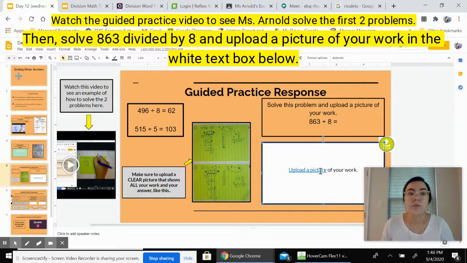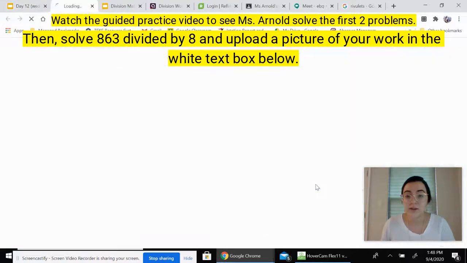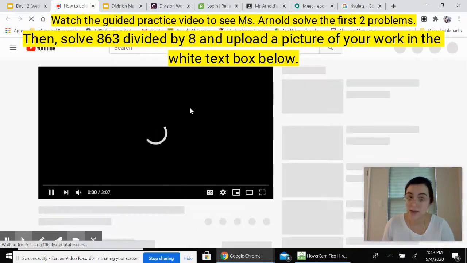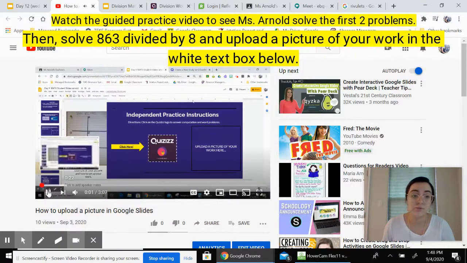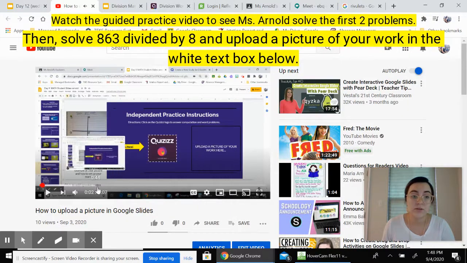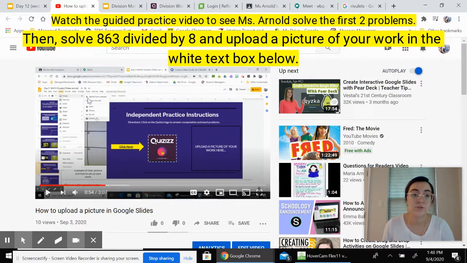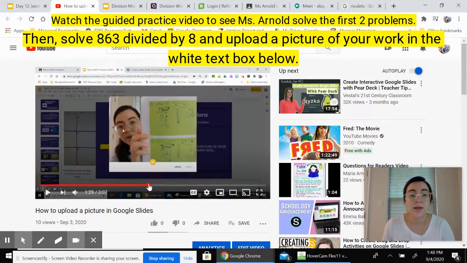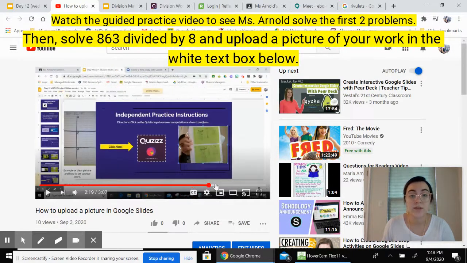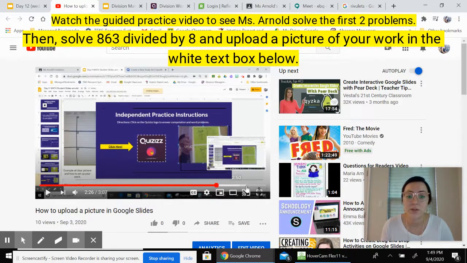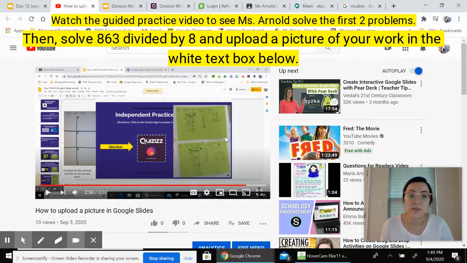If you don't remember how to do that, we're going to click there. Here again is the video for you to use as you need to remind you how to go to camera, upload, and take a clear picture. I even put in there how we should crop our picture to make sure we can only see the important stuff in it. You didn't need to see Miss Arnold's face that time, so I cropped the picture and made it bigger so the teacher could see it.